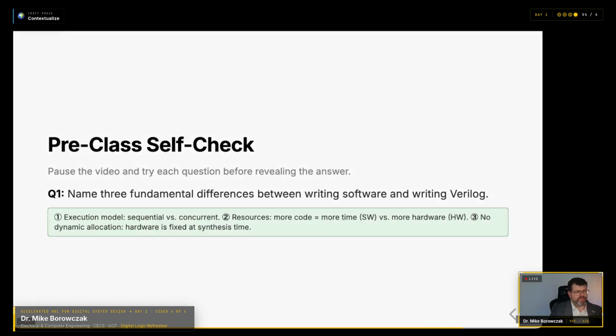All right, so 3 big ones. One, execution model: sequential versus concurrent execution. Two, resources. The more code you have in the Verilog space, it's going to yield more hardware, versus in software, it yields more time. Three, in hardware in Verilog, there's no dynamic allocation. Once you have hardware, it's fixed at synthesis time, and that's all you can do.